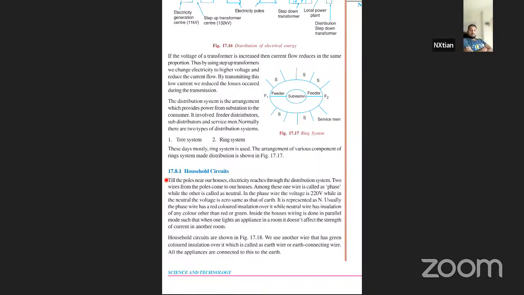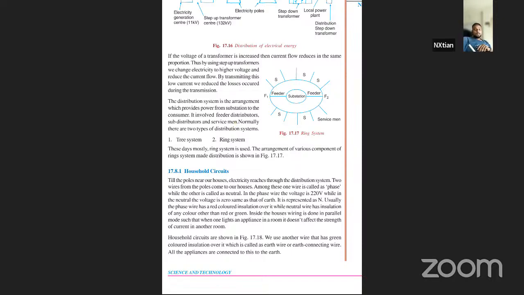Till the poles near our houses, electricity reaches through the distribution system. Two wires from the poles come to our houses. Among these, one wire is called phase, while the other is called neutral. In the phase wire, the voltage is 220 volts, while in the neutral, the voltage is 0, same as that of Earth. It is represented as N. Usually, the phase wire has a red colored insulation over it, while the neutral wire has insulation of any color other than red or green. Inside the houses, wiring is done in parallel mode such that when one lights an appliance in a room, it doesn't affect the strength of current in another room.